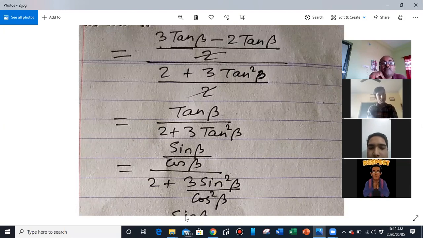So taking the LCM, 2 was the LCM, so 3 tan beta minus 2 tan beta by 2. In the denominator, 2 plus 3 tan square beta by 2. So this 2 and 2 cancel. What is left? 3 tan beta minus 2 tan beta is tan beta, and 2 plus 3 tan square beta.